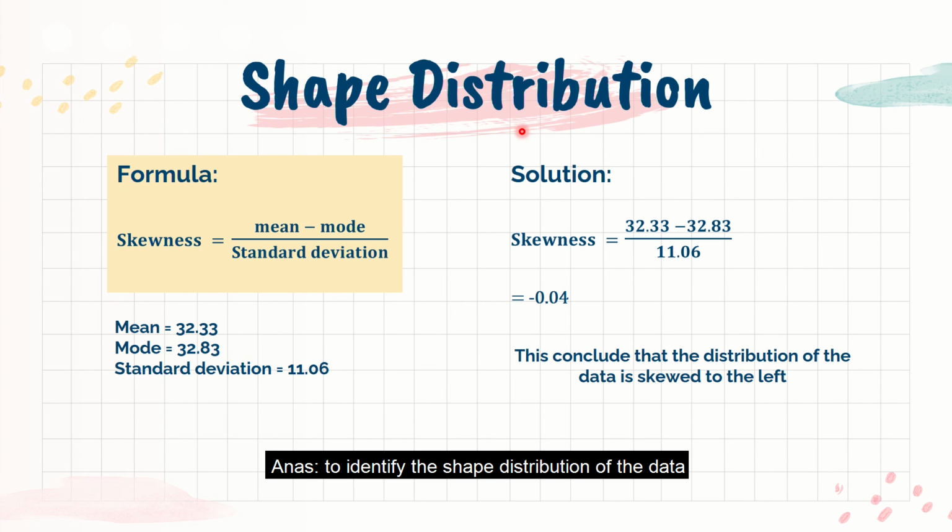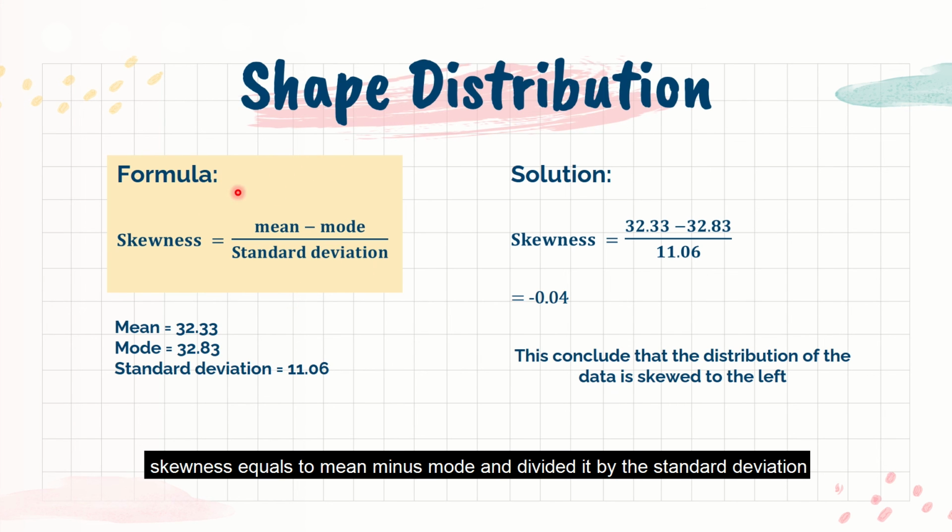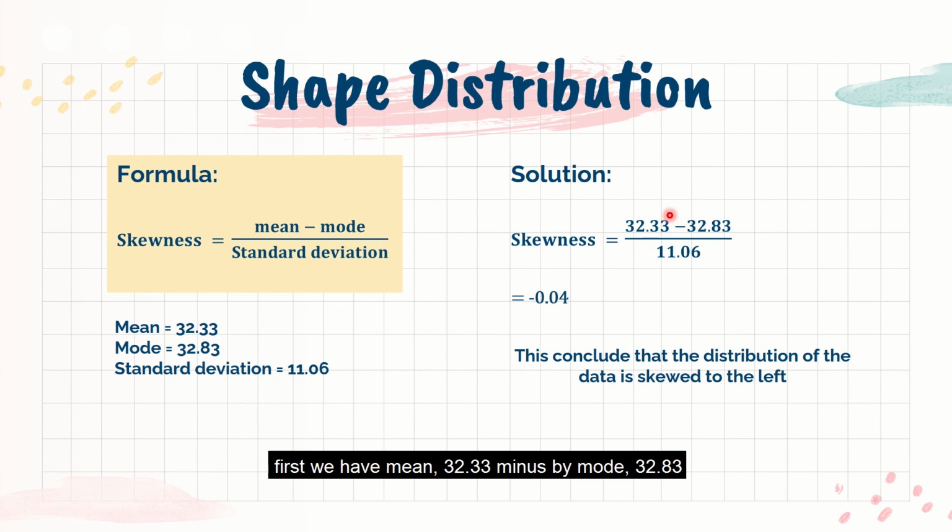To identify the shape of the distribution of the data, we have this formula: skewness equals mean minus mode divided by standard deviation. We already found the values of the mean, mode, and standard deviation before. Now we just insert the values into the formula. First, we have mean 32.33 minus mode 32.83, divided by the standard deviation 11.06, and finally we get the answer negative 0.04. This concludes that the distribution of the data is skewed to the left.